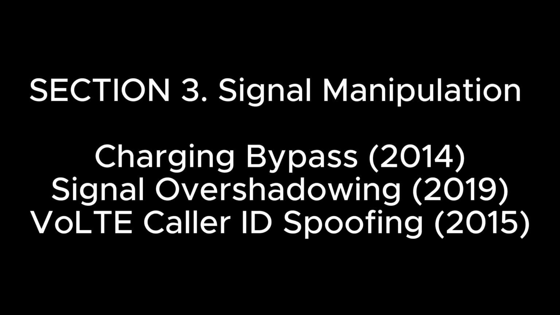Section 3 covers signal manipulation and service exploitation, featuring charging bypass, signal overshadowing, and VoLTE caller ID spoofing.